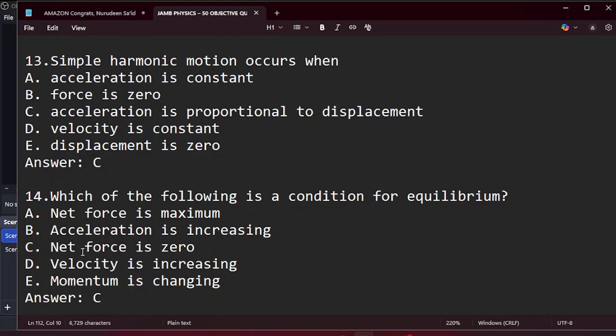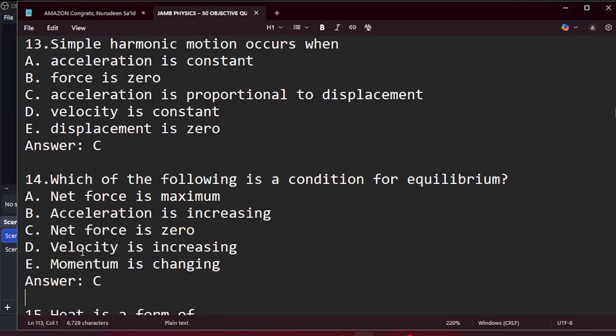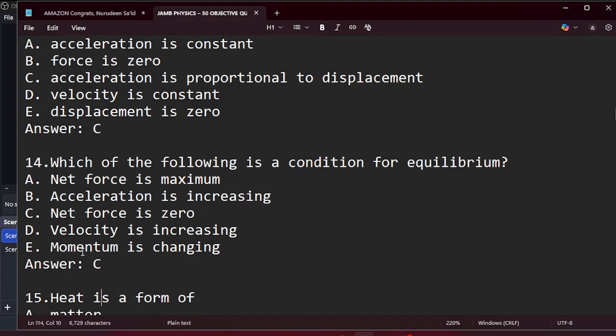Question number 14. Which of the following is a condition for equilibrium? A. Net force is maximum. B. Acceleration is increasing. C. Net force is zero. D. Velocity is increasing. E. Momentum is changing. The answer is C, which is net force is zero.